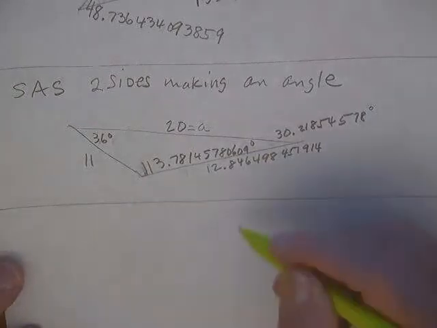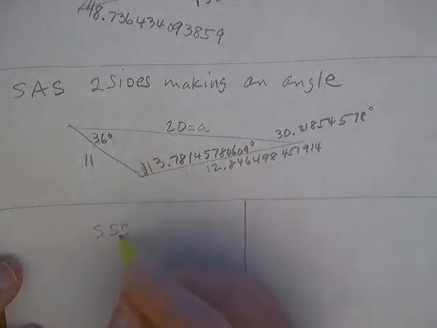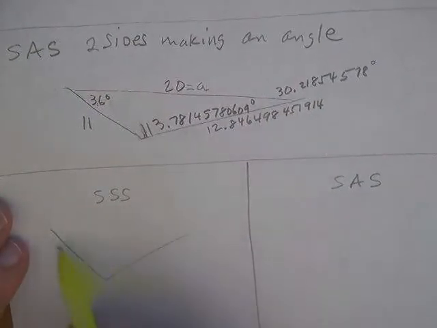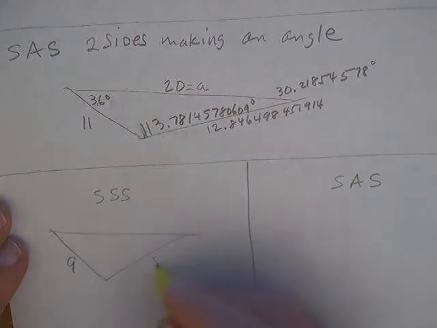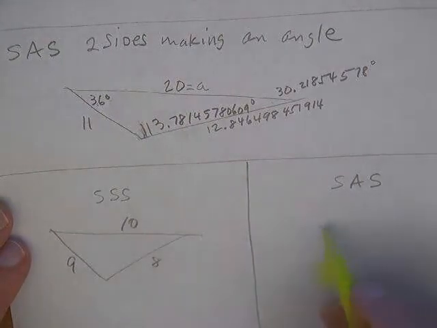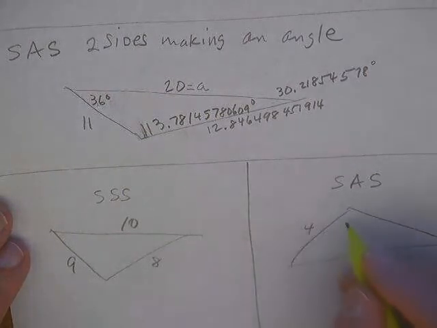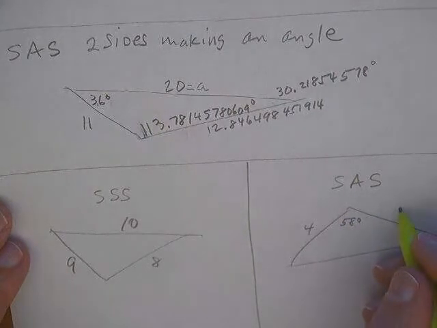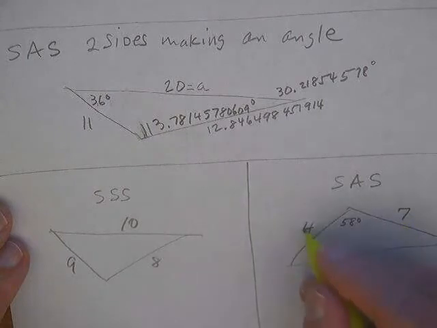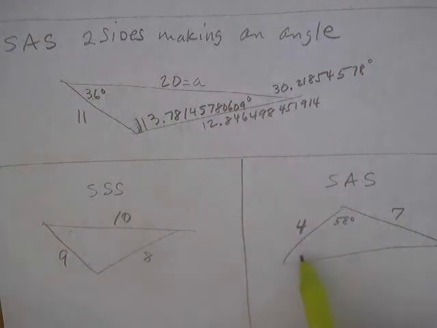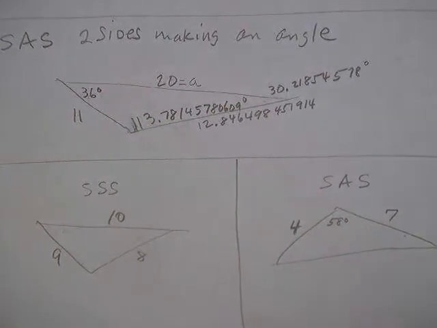On the bottom of this one, let's make up one side, side, side and one side, angle, side for you to solve. How about 8, 9, 10? And how about 4, 58 degrees, and 7? Solve the triangles. So find these three angles, find these two angles and a side. And that's enough for today, and we'll return.